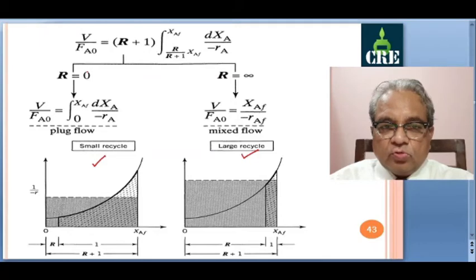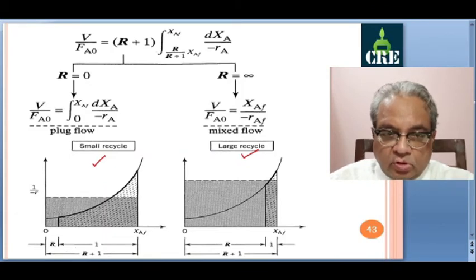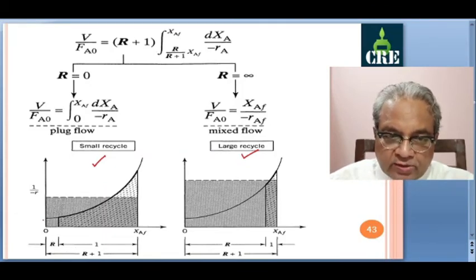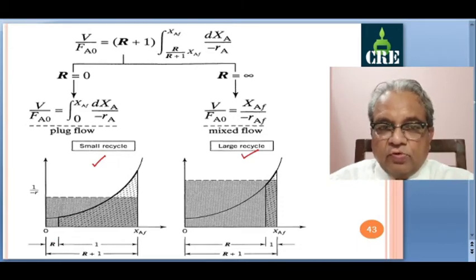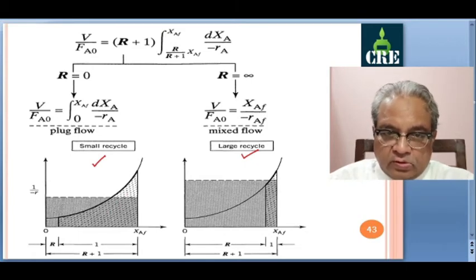When R is equal to 0, this is 1 into this. So simply R is equal to 0 means 0, so integral 0 to xaf dxa by minus Ra. This is the same as plug flow. So for small recycle, it is plug flow. So R can tend to 0. So if R is 0, this complete area under the curve will represent V by Fa0.